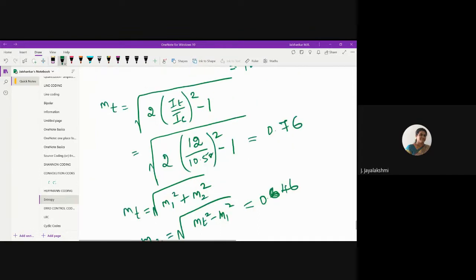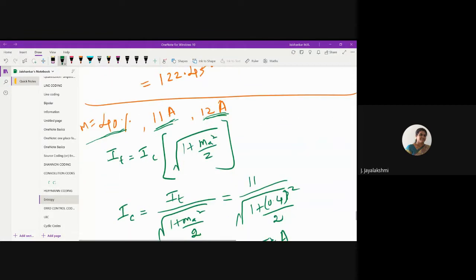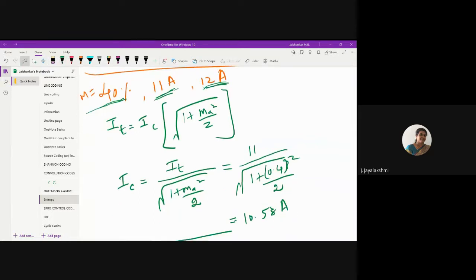Fine. So what was given is the modulation index of the signal, and they say that it is a double sideband AM broadcast system. It has got two currents. Simultaneously, you are going to have two signals being transmitted. One has got 11 amps as a carrier current, another one has got 12 amps as a carrier current. So you should know what is the total current, then only you can calculate the carrier current and the modulation index of the individual system.